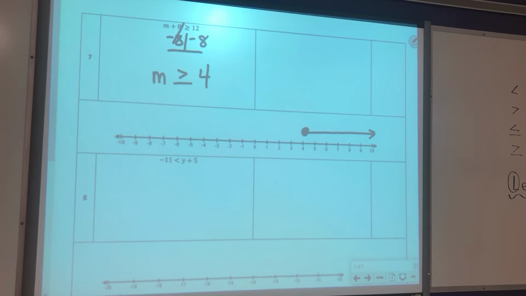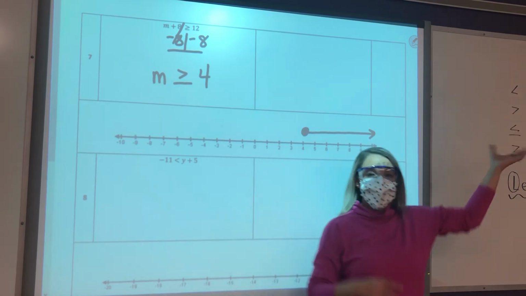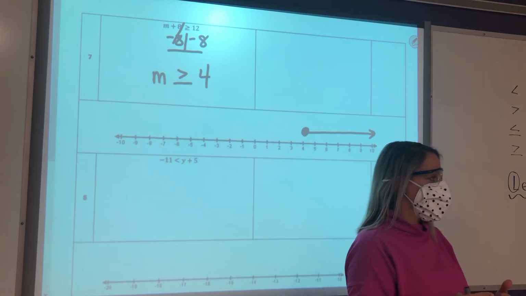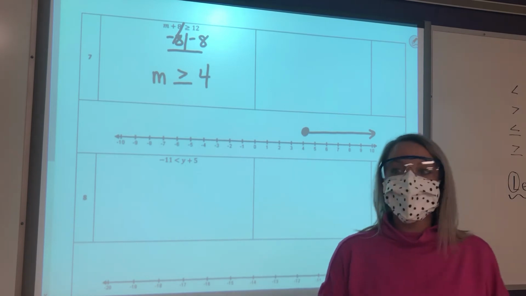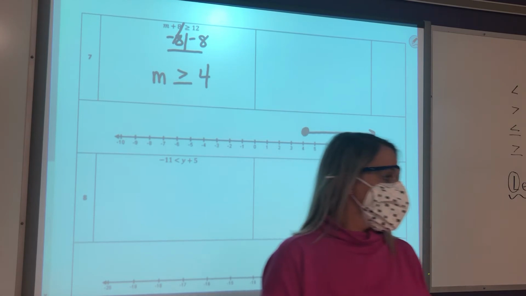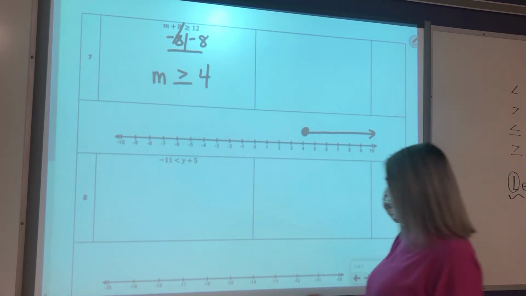What values can I use to check my answer? Danica? 4 and above. Very good. I can use 4. I can use 5, 6, 7, 8, 9, a million. I can use any of those values to check my answer. So what I want you to do right now is check your answer with any value that is 4 or greater.